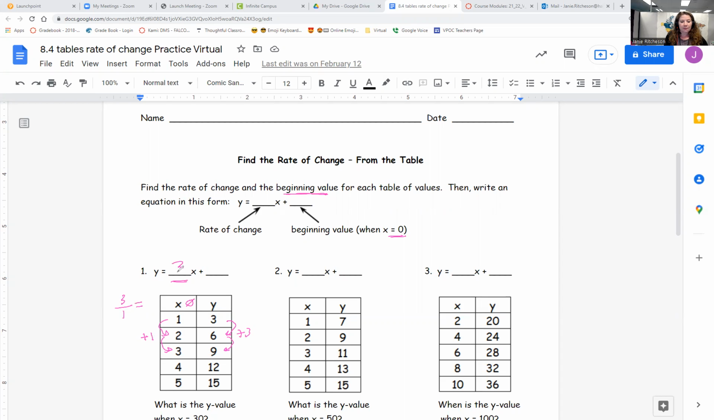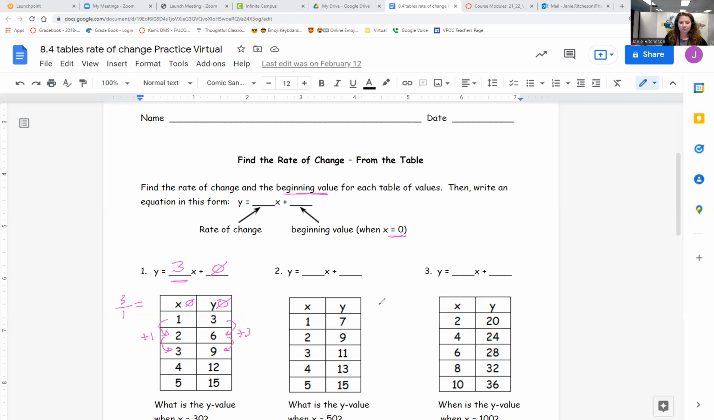All right, so now I'm going to figure out when x is 0, what is the value of y? Well, based on our pattern here, since these are increasing by 3, if I went back to 0, my y value would be 0. So I could leave that blank because we usually don't write plus 0, but they gave us a line, so we can add that. So that's our equation. Y equals 3x, or 3x plus 0.